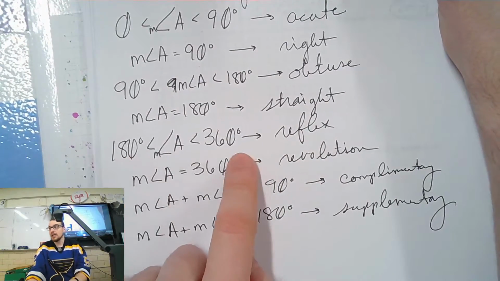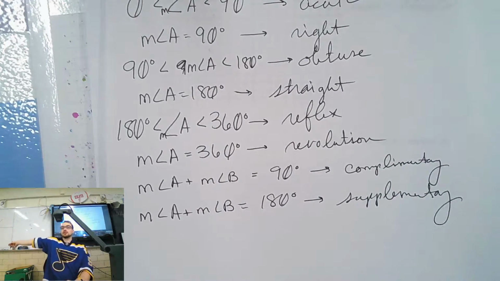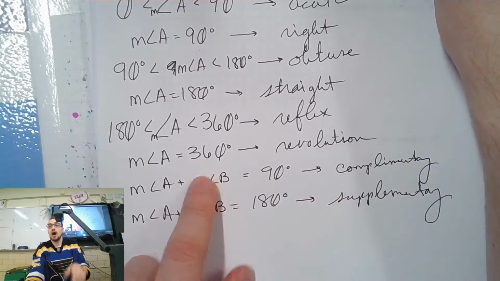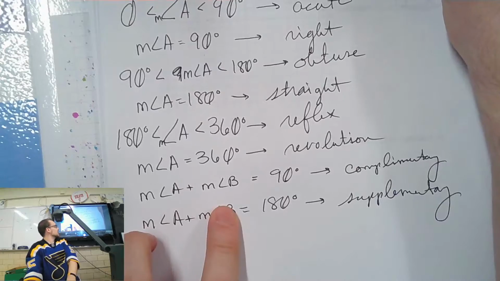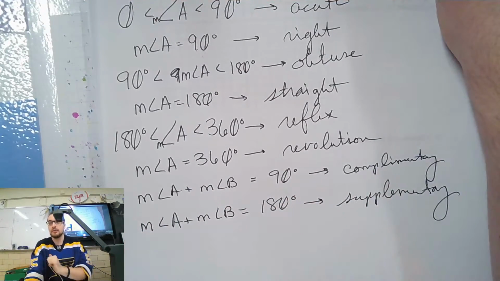Reflex is between 180 and 360. That's a lot of territory there. Reflex angle is anything that's hyperextension, right? Revolution, 360. A revolution, right? Then we have A and B added together. If we have 2 angles added together and they add up to 90, we call it complementary. If they add up to 180, we call it supplementary.